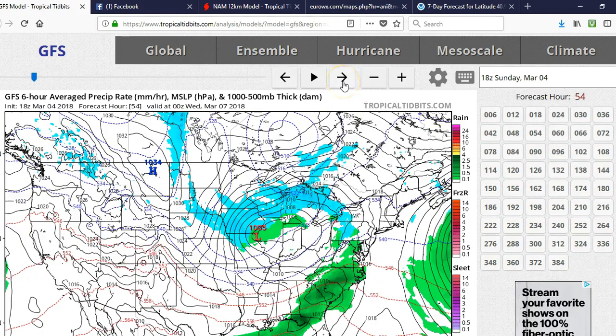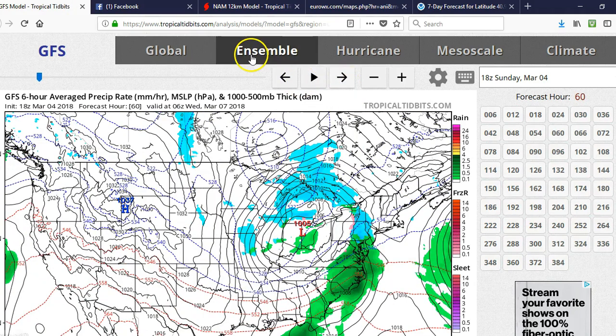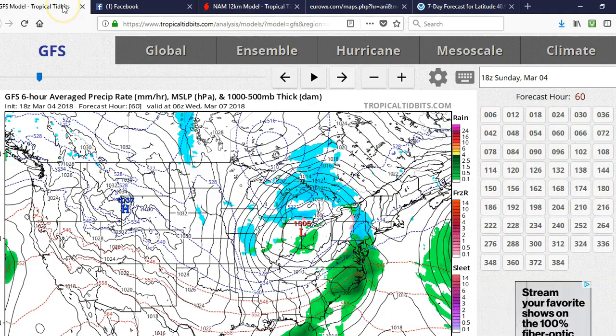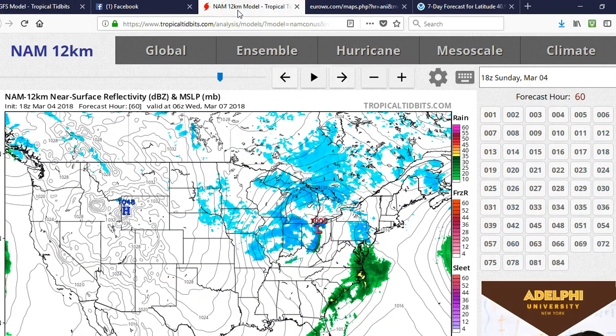So now we're going to look at the GFS. Okay, so here we are. GFS, NAM. Okay, so now the GFS is different from the NAM with the storm in that the GFS is holding the storm closer to the coast and further to the north and west. That's difference number one. Difference number two, it's not as strong with the storm.